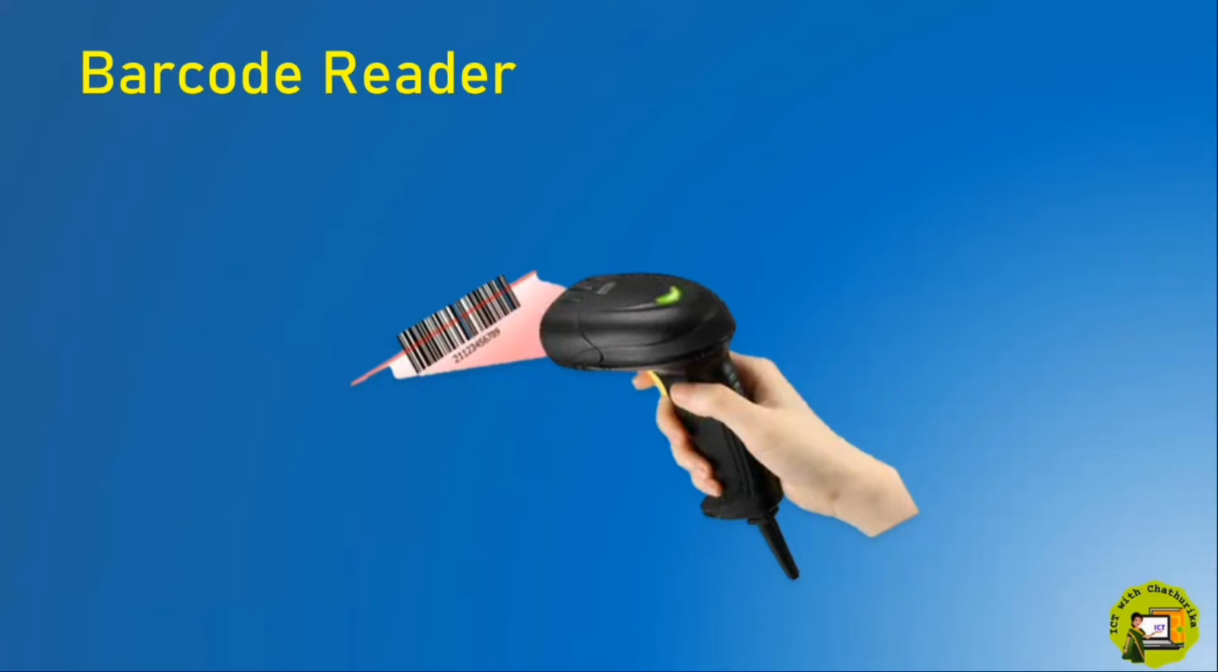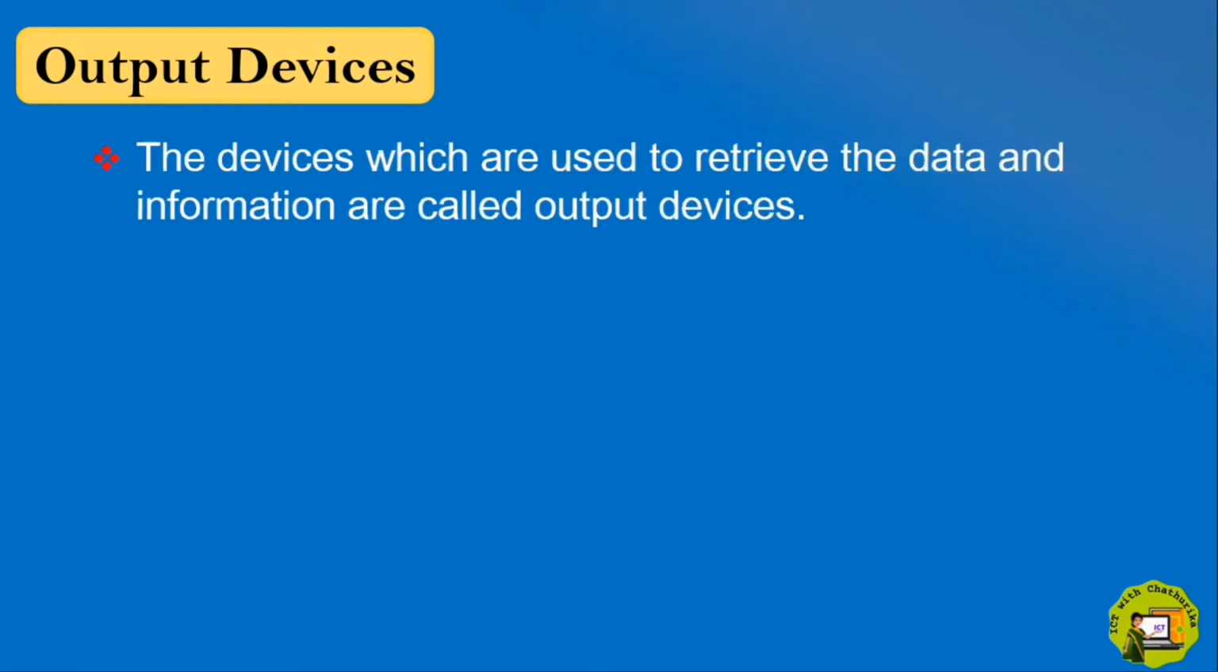Next, we are going to learn about output devices. The parts of a computer that help us to show the result of processing or information are called output devices. The devices which are used to retrieve the data and information are called output devices. Let's learn about some output devices.